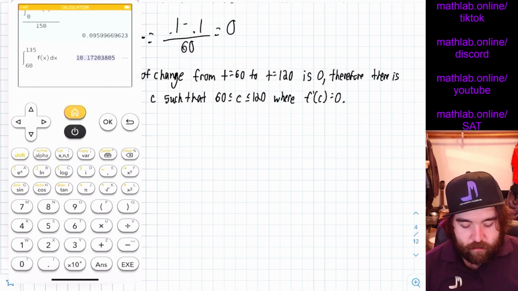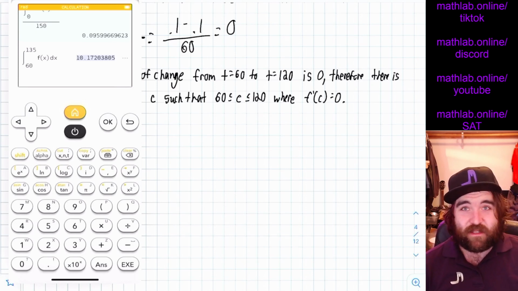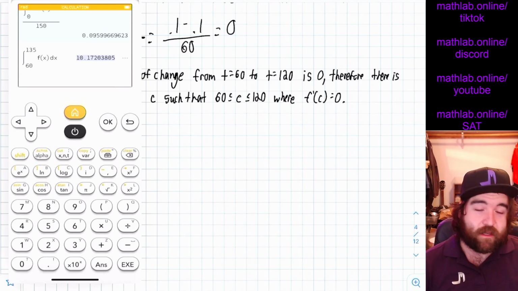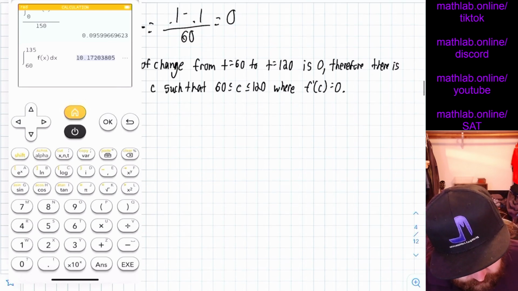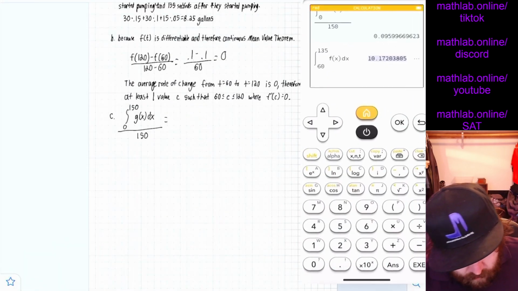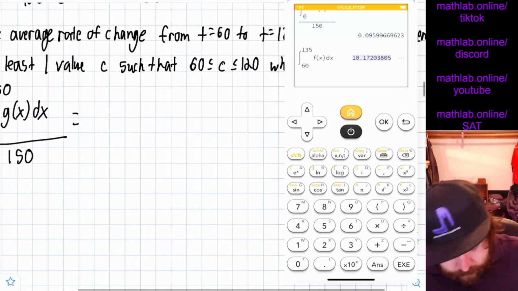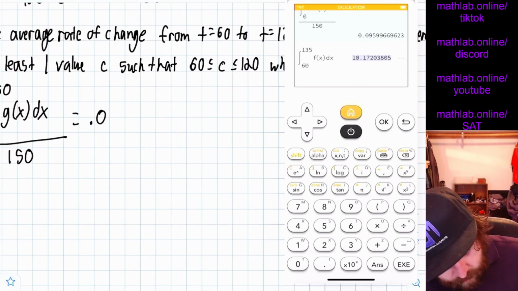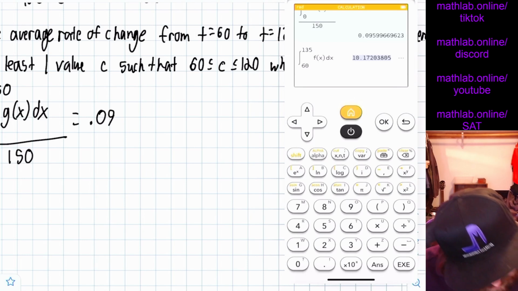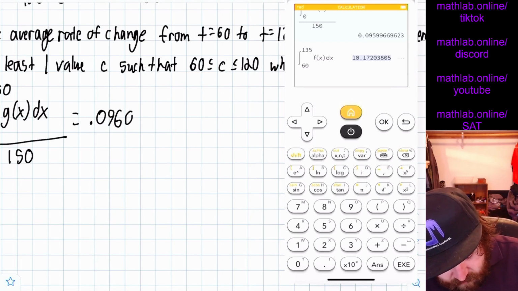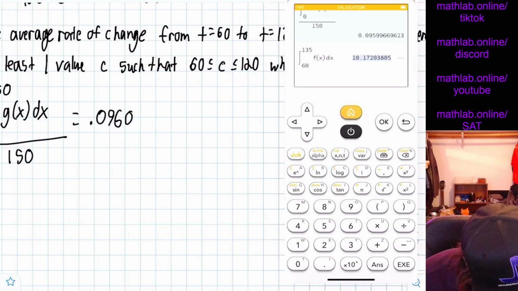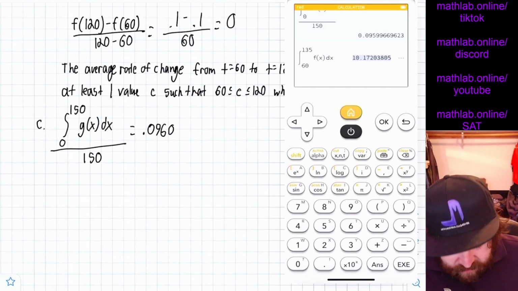About 0.1 gallons per second. Tenth of a gallon per second. 10 gallons a second. 10 seconds a gallon. That makes sense. Okay. So that's equal to 0.09600, right? That's plenty of decimal spaces. I'm going to leave it there and not mess it up.